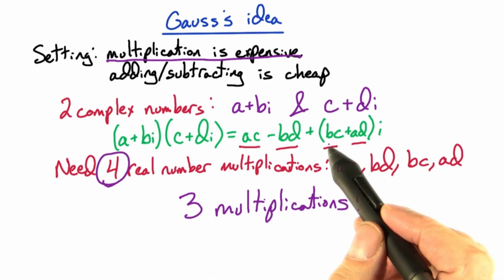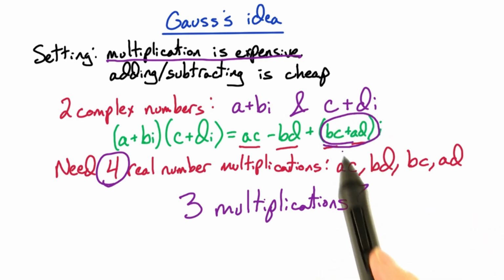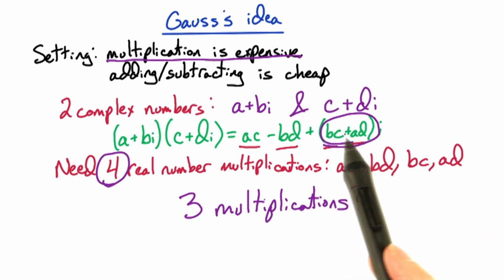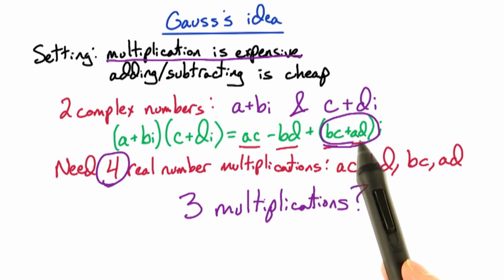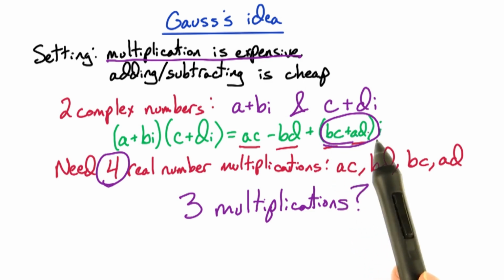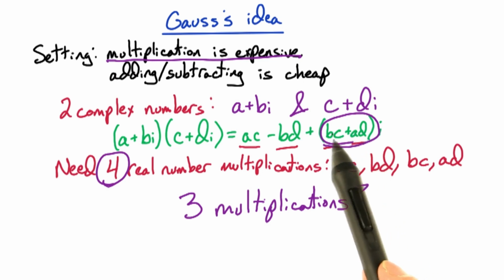The key is that we're going to compute this sum, b times c plus a times d. We'll compute the sum without computing the individual terms. So we're not going to compute b times c, and we're not going to compute a times d, but we're going to compute their sum, bc plus ad.